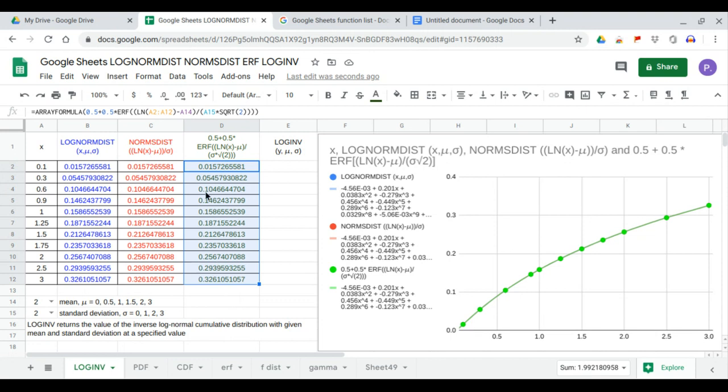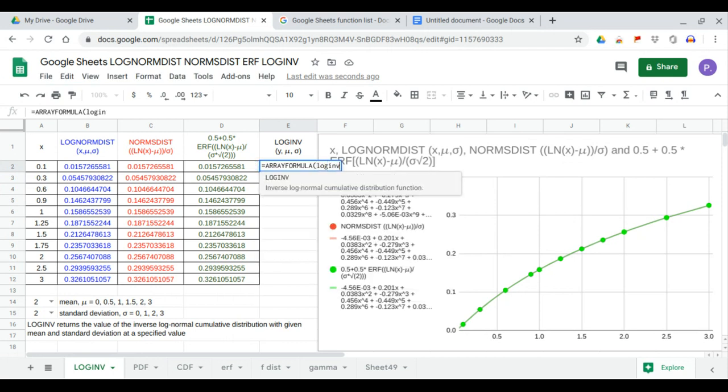Now we can reverse the process. We calculate using log inverse and we expect that the values here will match the x values. So this will be an array formula, log inverse of the y values. Since they are all the same, we just choose one. Our mean will be this, and our standard deviation will be this value.